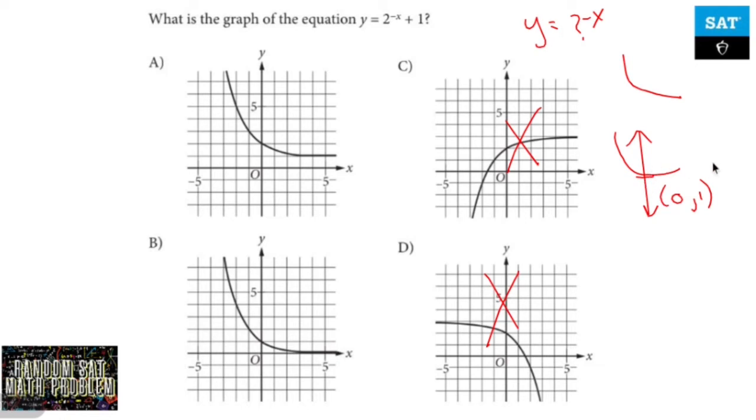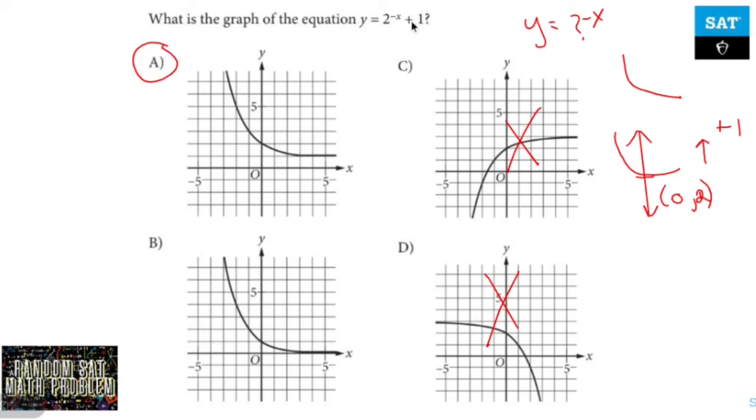So by adding 1, we're taking our graph and shifting it up 1 more unit, which means by adding 1, it is going to go through 0, 2. So although this looks promising and has the same shape, this guy goes through 0, 2, which means the answer that we want is A.